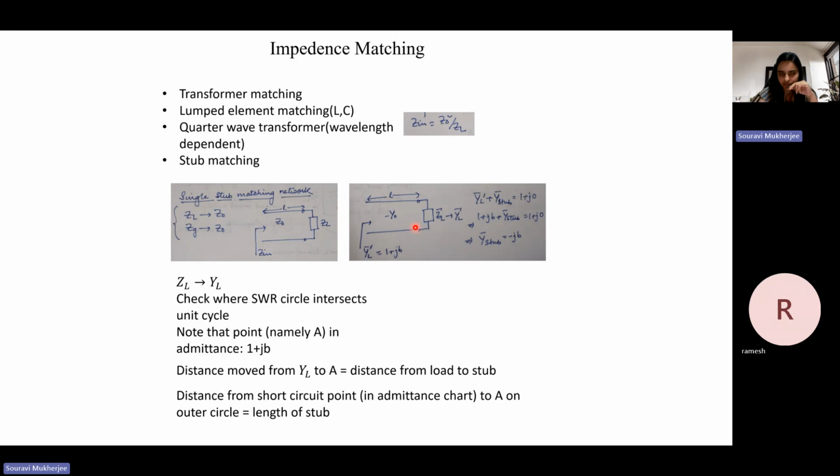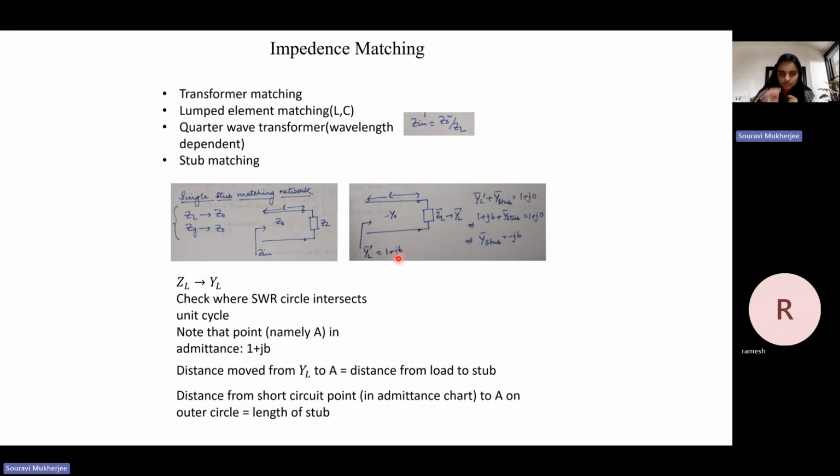So now, if you know YL, you know Y naught, which corresponds to the characteristic admittance of your transmission line. Now the question is how far from this ZL, how far on the transmission line, will you add your stub? For this, we want to go to a location where your new admittance takes the form of 1 plus jB. It's a way of calculation, a way that simplifies your question. The main question is to match the impedance.